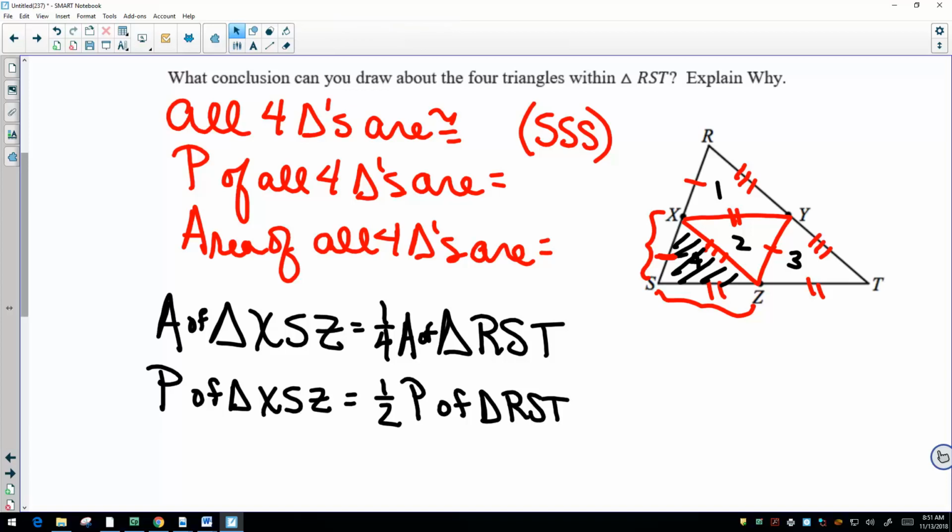So those are some properties with midsegments. We will practice this more in class. I hope this helped.